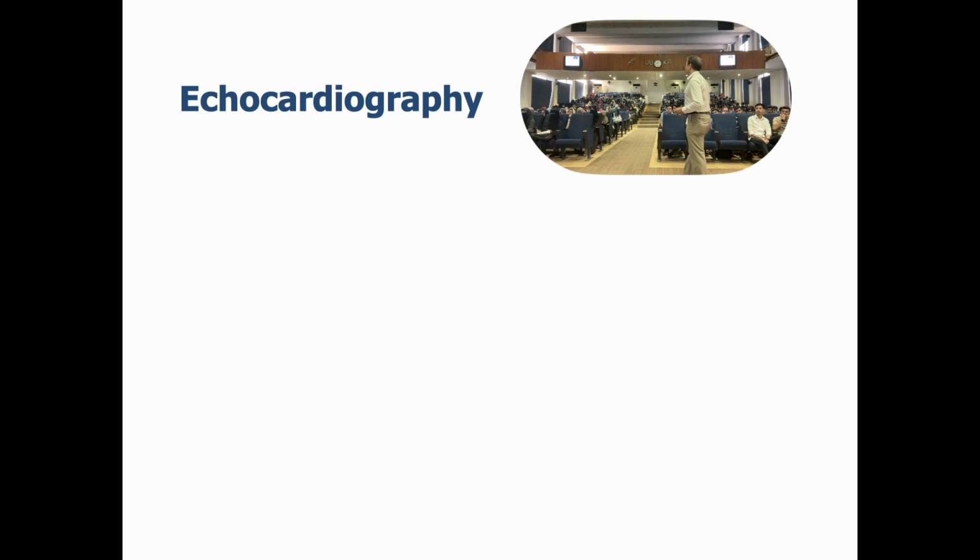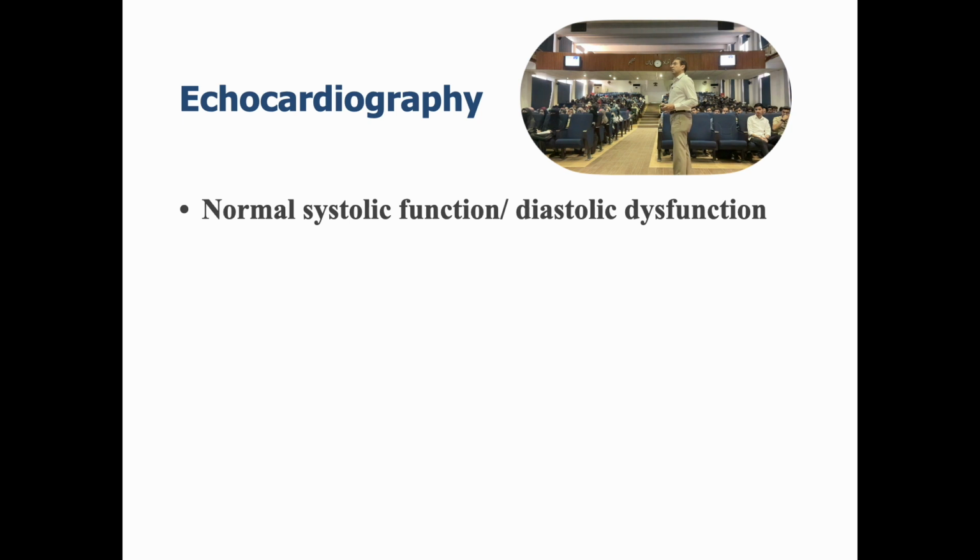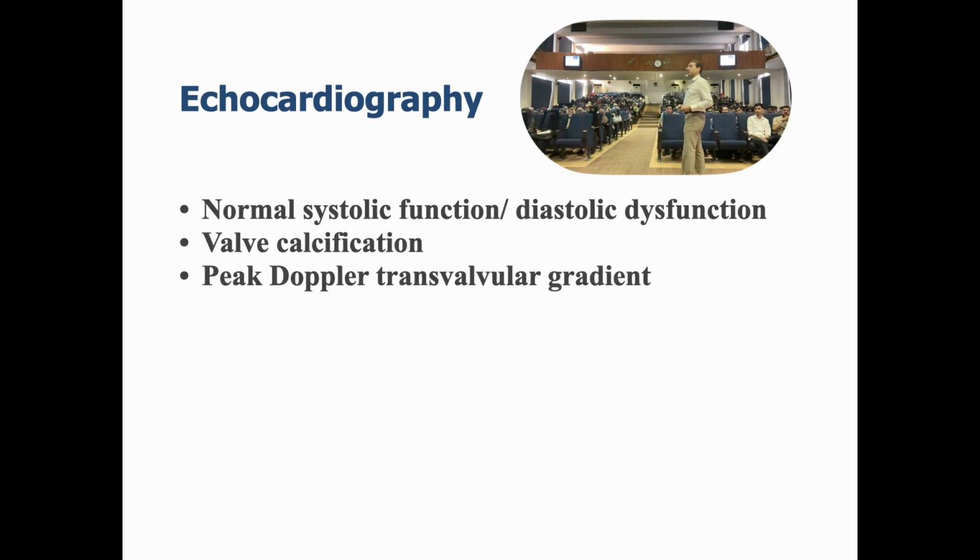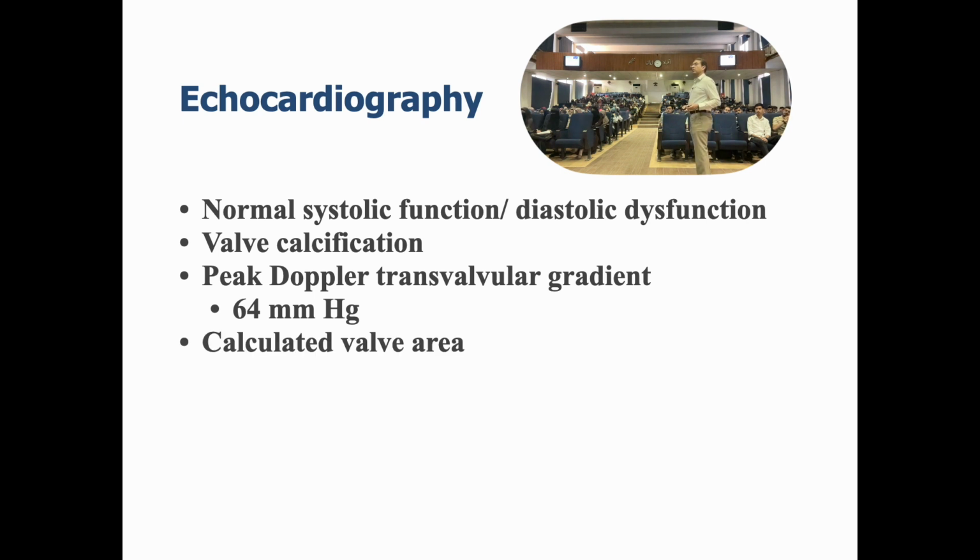Now, echocardiography is the investigation of choice. What we would see in aortic stenosis in echo: there may be normal systolic function, there may be slight diastolic dysfunction. There may be valve calcification. It may tell us about the pressure gradient. It was 64 millimeters. Pressure gradient means the pressure across the aortic valve, between the left ventricle and aorta.